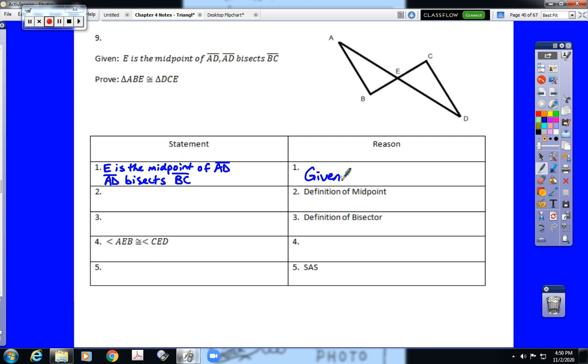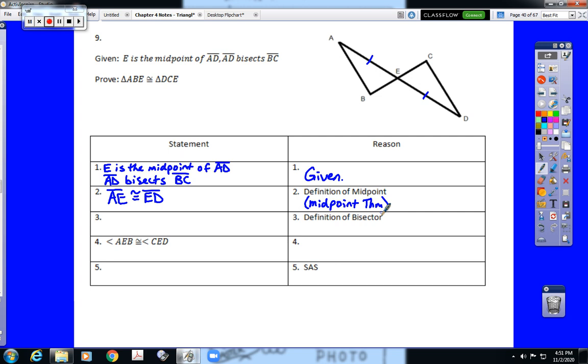If E is the midpoint of segment AD, that means that E is exactly halfway between A and D, meaning that AE is congruent to ED. Now it's worth noting that that is definition of midpoint. It could also be declared the midpoint theorem based on the work that we have done this year, because we actually have a theorem that says that as well. Doesn't matter which reason you give, they're both correct.